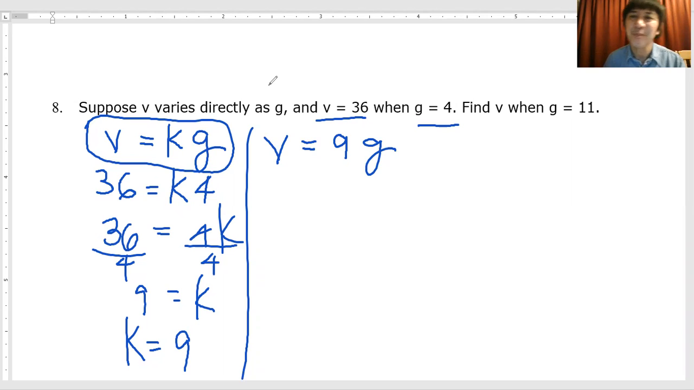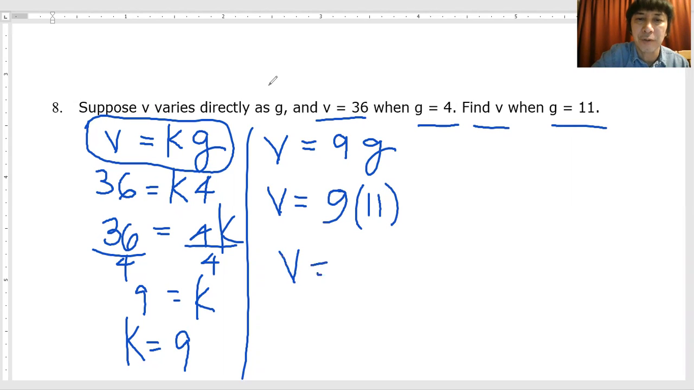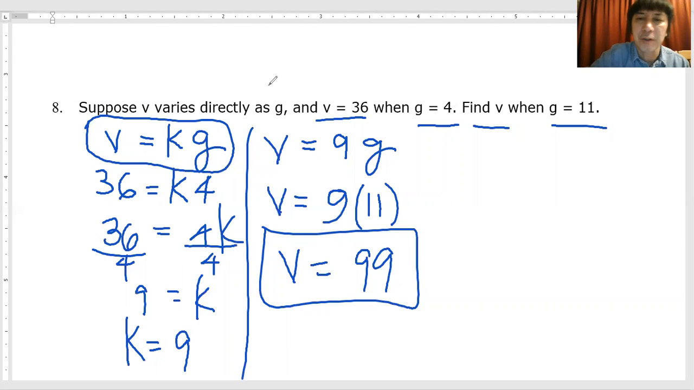Now the question is find V when G is 11. So find V. This is 9 when G is 11. And we will just get the product of 9 and 11, which gives us V equal to 99. That's our answer. That will be for direct variation examples. Let's have number 9.